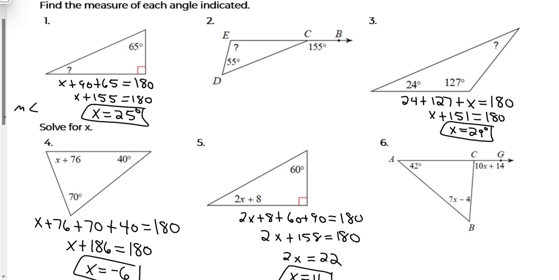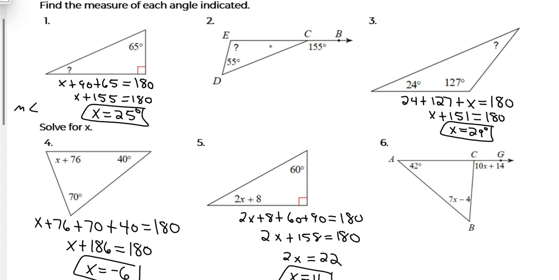So problem 2. You can go a couple different ways about this. If you realize, hey, this forms a linear pair right here on this line, you take 180 minus 155, and you know that that would be 25 degrees right here. Then you could apply the triangle sum theorem to find the missing angle value.